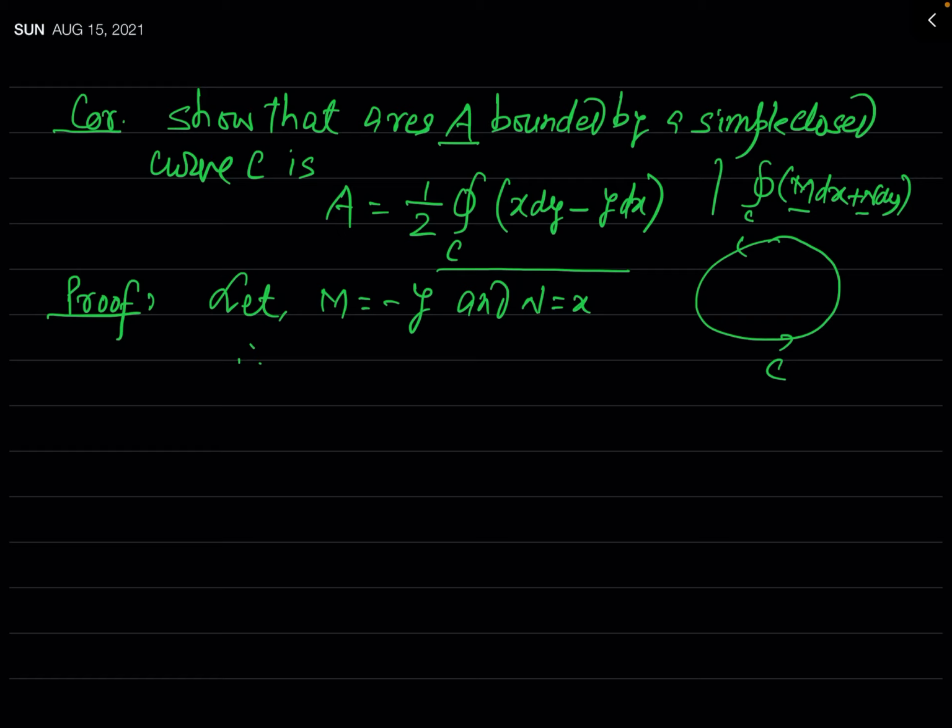If M is equal to minus y, you can easily say what del M by del y will be. That will be simply minus 1. And if N is equal to x, you can say del N by del x will be equal to 1. So now apply Green's theorem.